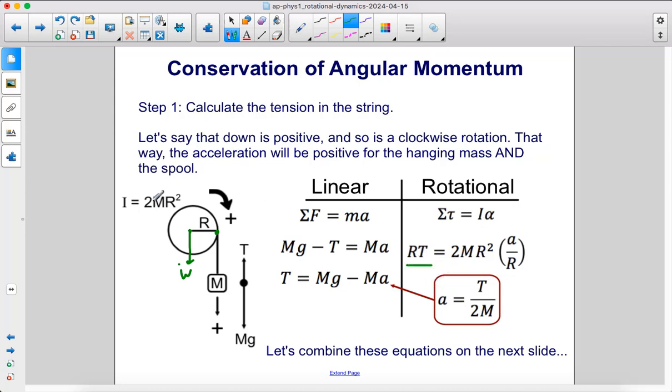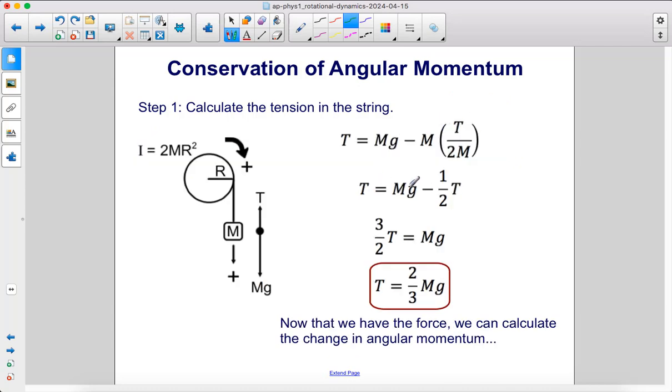Then we have the moment of inertia of the pulley, 2mr squared, and we're immediately going to replace alpha with a over r, because remember, when there's no slipping, a equals r alpha. Therefore, alpha equals a over r. Then we can cancel out those r's, and we can solve this for a. A equals T over 2m. Now let's combine these equations on the next slide.